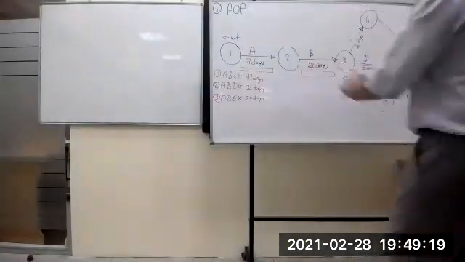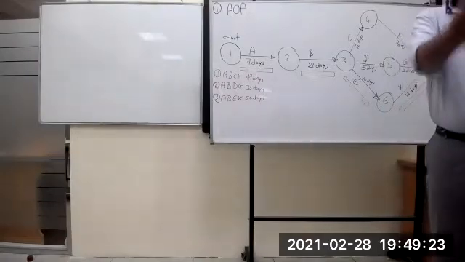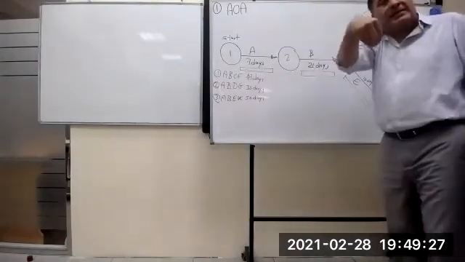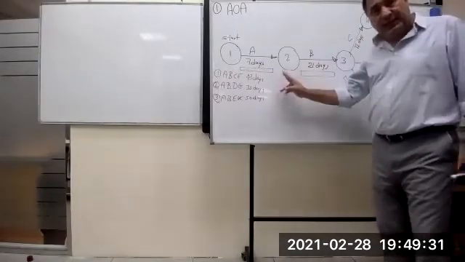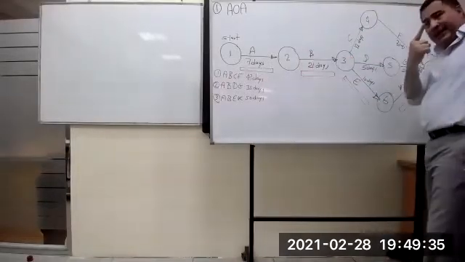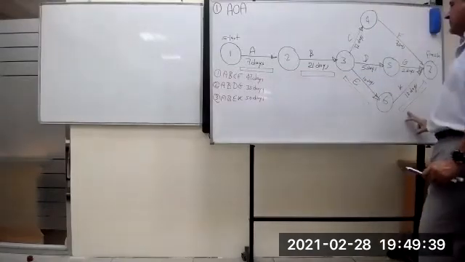Right. In this case, where are the critical activities? Critical activities, which are in the critical path, cannot be delayed. If any activity in the critical path is delayed 1 day, it will impact the total duration by 1 day. So these are 1, 2, 3, 4. This is the critical path.